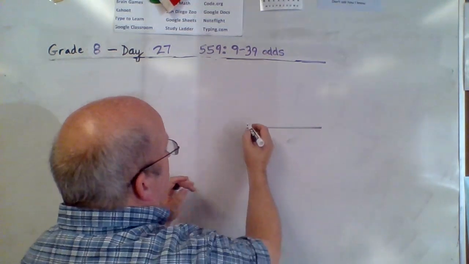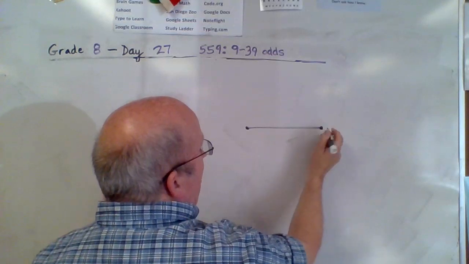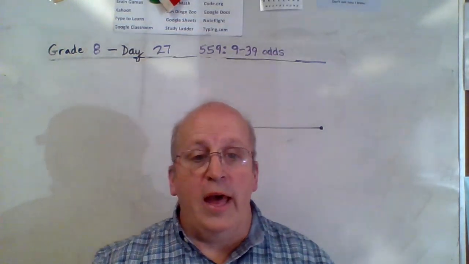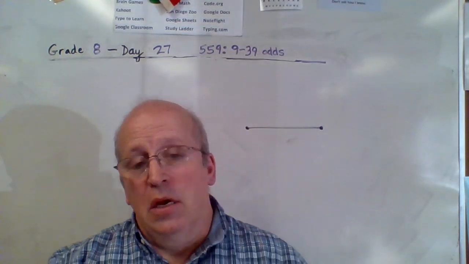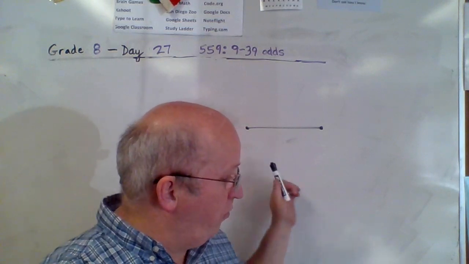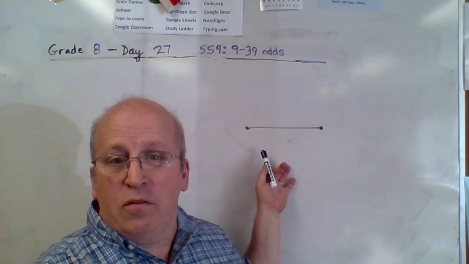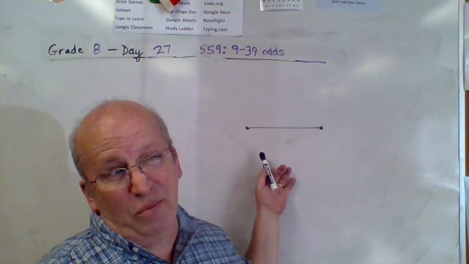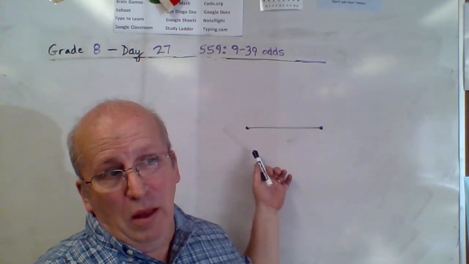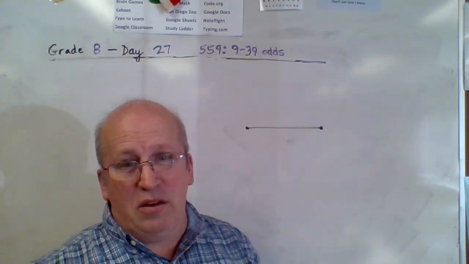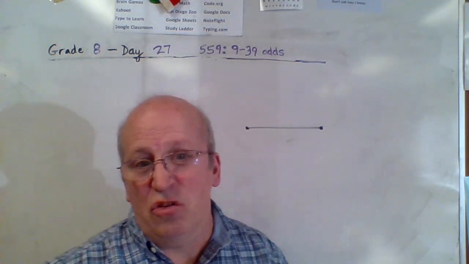and put dots on the ends of the line instead of arrowheads, that is a line segment. That is not a three-dimensional figure. All that has is two dimensions. Actually, maybe just one dimension, excuse me, because all it has is length. It doesn't have width. It doesn't have height to it.